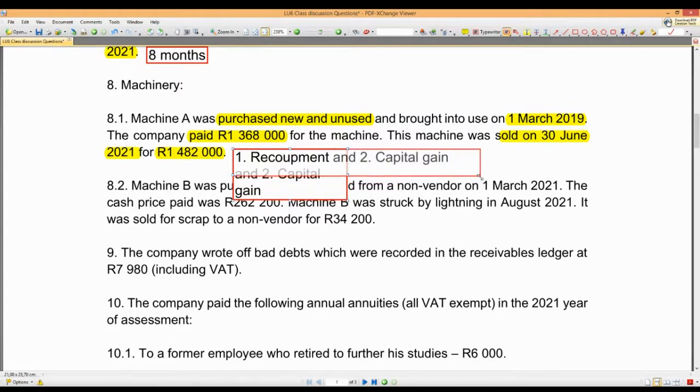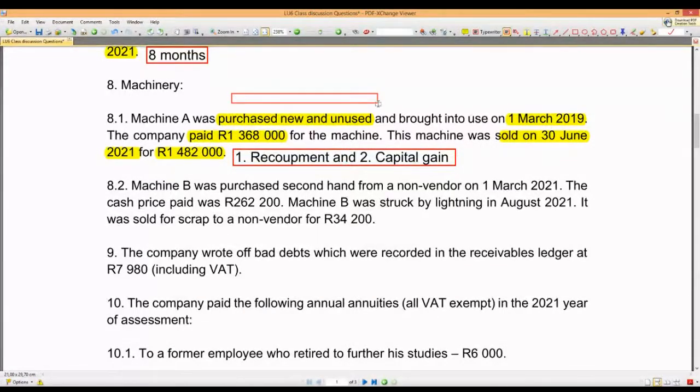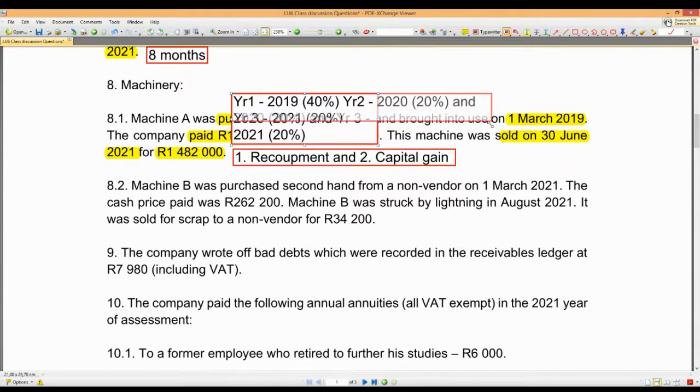Now, in today's question, I'm also going to show you how to do the capital gain, even though we haven't done the learning unit yet, just so that you know what is happening. Okay, so in this event, because we bought it in 2019, our year 1 would be 2019, which would be 40%. We would have year 2, which would be 2020, which would be 20%. And we would have year 3, which is 2021, which would also be 20%. Because we sold it in 2021.